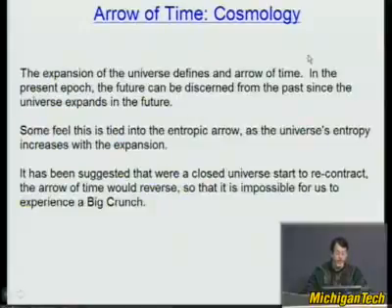The expansion of the universe defines an arrow of time. In the present epoch, the future can be discerned from the past since the universe expands into the future. Some feel this, outside of entropy, defines an arrow of time. It has been suggested, though, that were we in a closed universe that had enough mass that it would begin to recontract, the arrow of time would reverse. If so, then we're confined to be in a universe that always expands.